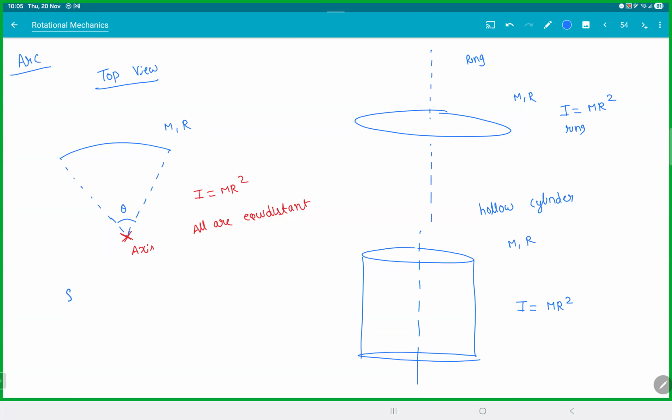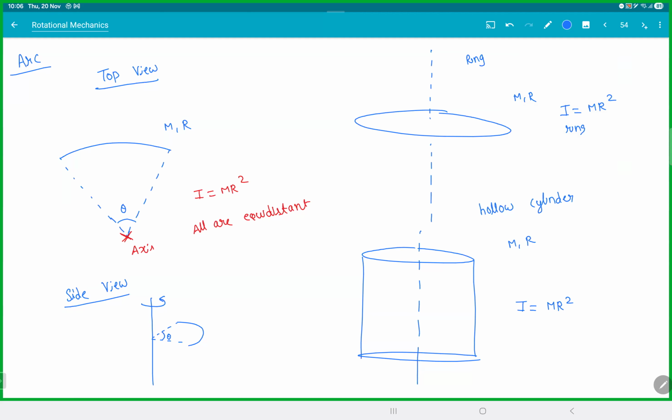The side view will look like this for the arc. Clear with this? There's no need to integrate. Since all the points are equidistant from the axis, by perpendicular distance, they have the same moment of inertia. Done. With that one line, you're done with the discussion. There's no need to solve. That's what I said: the calculations and workings for moment of inertia are a little easier than center of mass. Any doubts on this page?